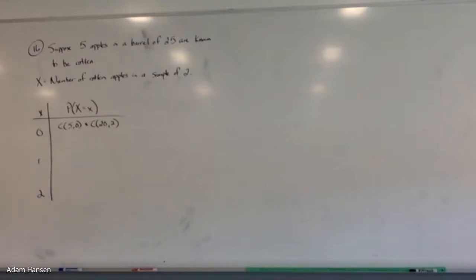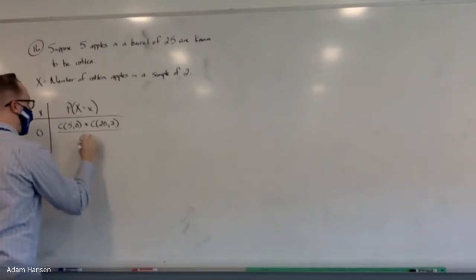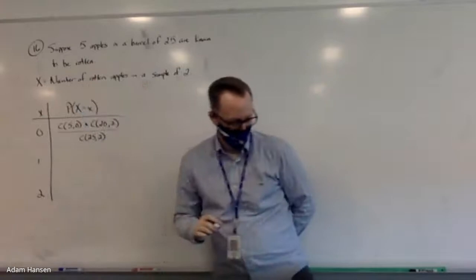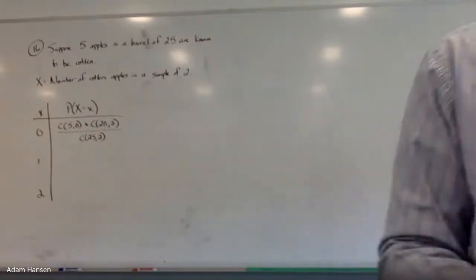That's what I want to happen. Out of how many ways in total? How many apples are in the barrel? I need to choose how many? Not 5 of them. 2. I'm pulling out 2 at a time. Okay? So in total, 25 choose 2, the number of ways to pull out any 2 of the 25 apples in the barrel.